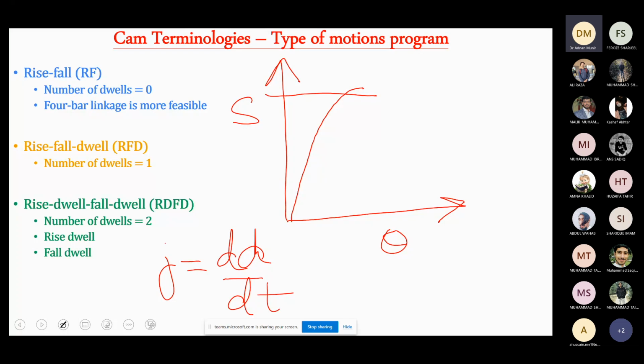Now if this is done from 0 to 90 degrees, for example, when the cam rotates from 0 to 90 degrees, the follower is increasing its displacement. So this is called rise. Now it is followed by a dwell, that means, for example, from 90 to 180 degrees there is no increase in displacement, so the displacement is constant. So this is called dwell.